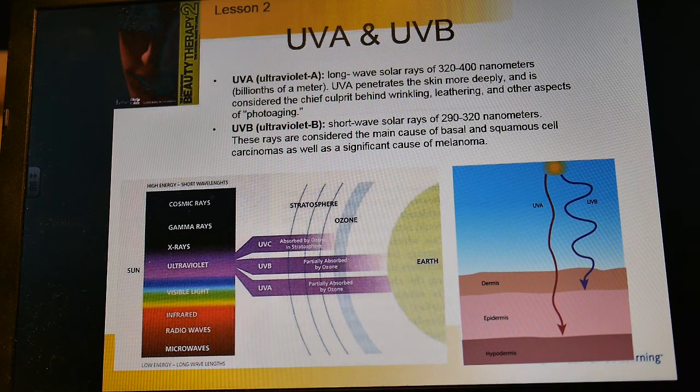So that's just something that I'd like you to look into a little bit more, and you just need to understand the difference. UVA is what creates our photoaging, so our wrinkles, etc. UVB is the cancerous one, the ultraviolet light which will create cancerous carcinomas and melanoma.